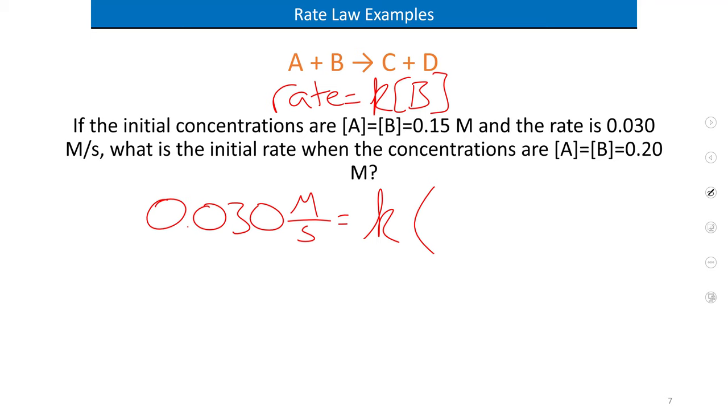The amount of a reactant that is not part of the rate law can still be the limiting reactant if we're doing stoichiometry with it. It just means it won't affect how fast we get there.